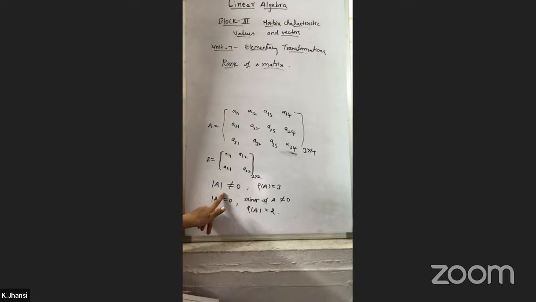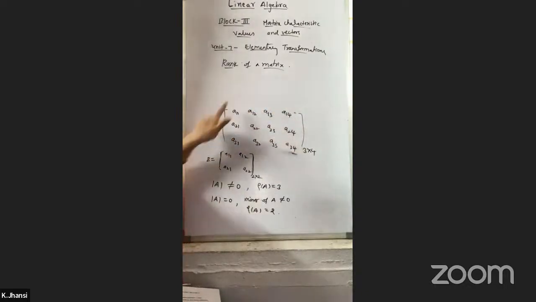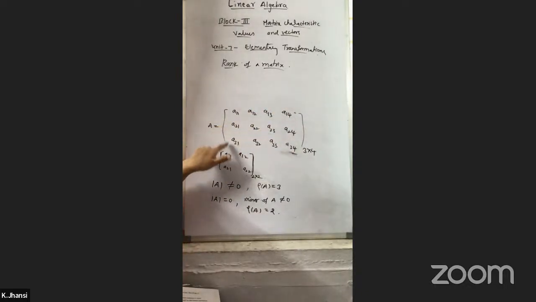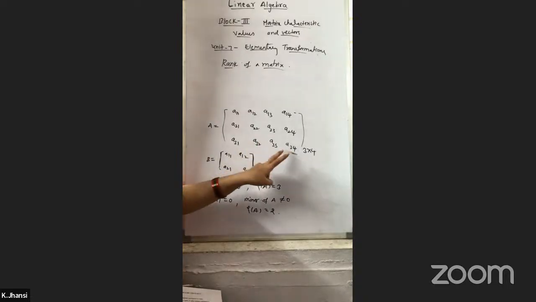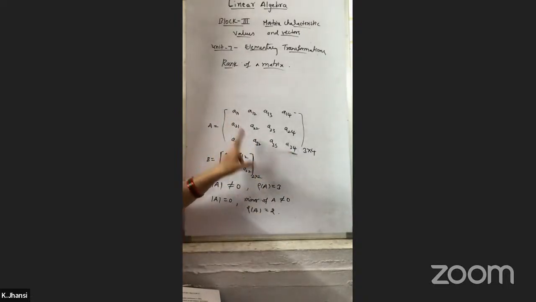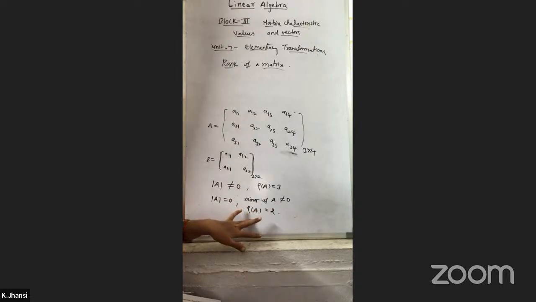And if you find the determinant of that one, if you are getting those values as 0, then you have to check for the minors of A. Minors of A means only these. This is one minor, this is one minor, this is one minor. Sometimes even minors you will get 0, but at least one minor will be there which is not equal to 0. If you get such a minor, then we can write the rank of the matrix as 2.